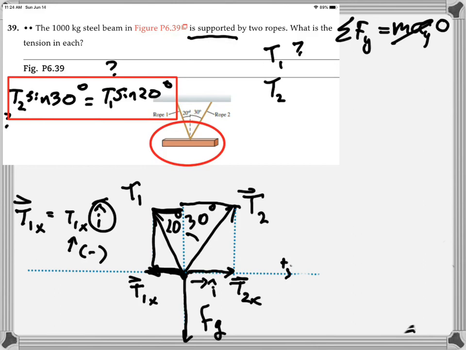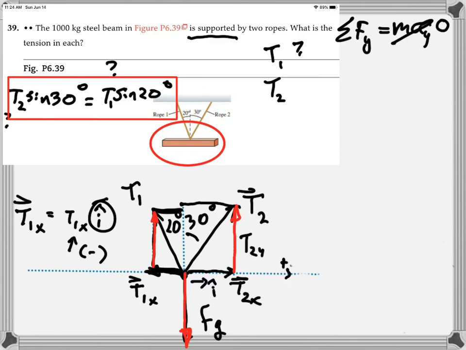Since this is an equilibrium problem, no motion, then the acceleration is 0, and the sum of the forces in the y should be equal to 0. What are the y components of those vectors? T2y points like that red arrow that I drew there, T1y also, and we have the force of gravity pointing straight down in the y direction.